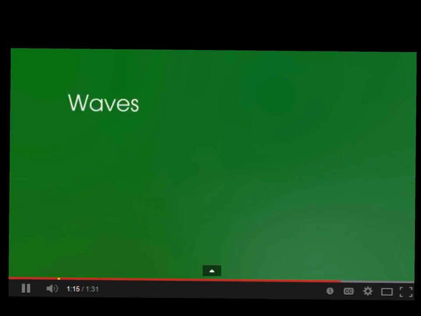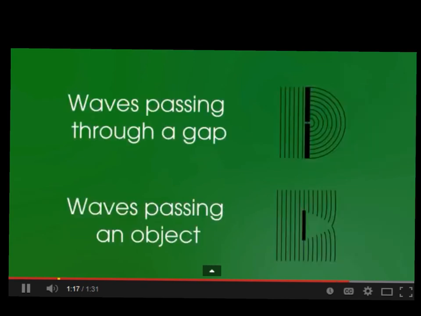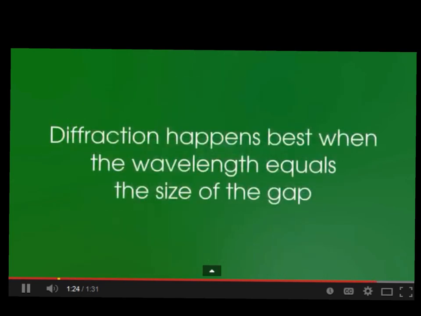To review, diffraction is where waves spread out to the edges and pass through a gap or around the edges. Diffraction happens best when the wavelength equals the size of the gap.